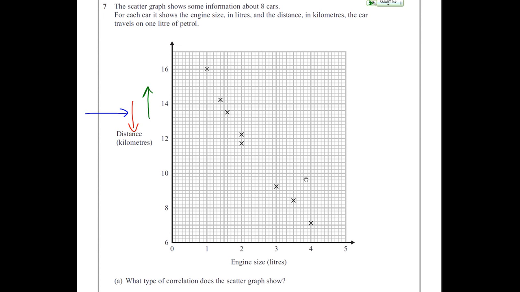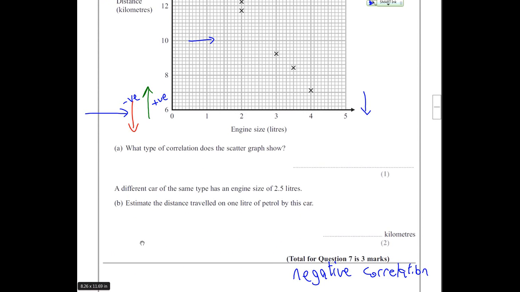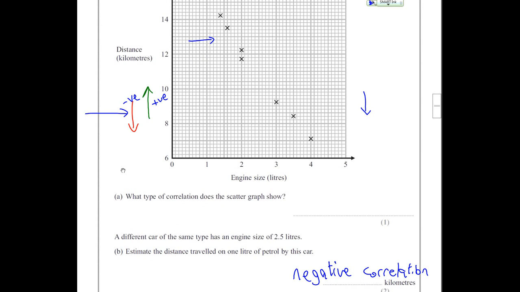Now, if we're going this way from left to right, the points are going down, aren't they? Okay, so it is negative. Going down is negative correlation. Going up is positive. Going down is negative. So that's question A done. Part B, a different car of the same type has an engine of 2.5 litres. Estimate the distance travelled on 1 litre of petrol by this car. So 2.5 litres, we're going to be going from here.